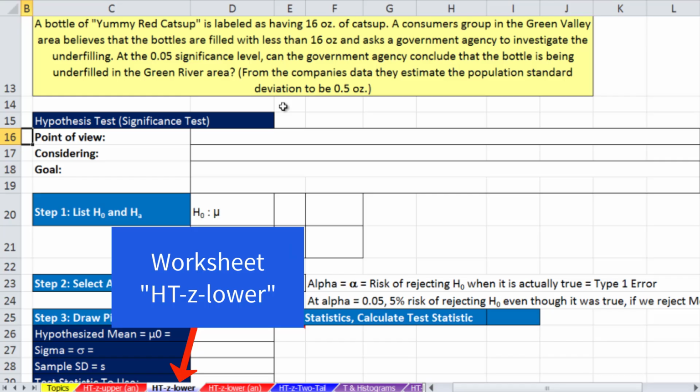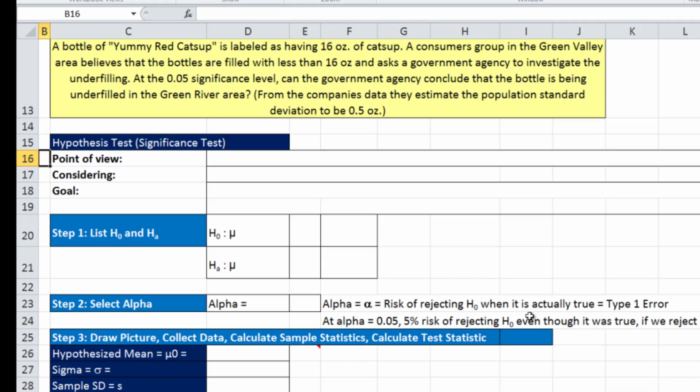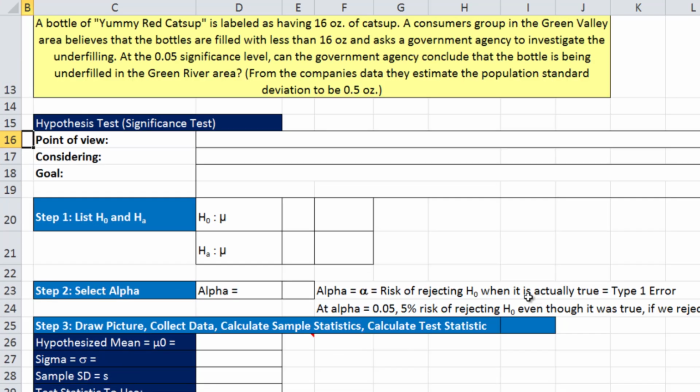Now here's our second example of a hypothesis test. I just want to remind you that over in the PDFs on pages 30, 31, 32, 33, there are some great notes on Excel functions and the different types of hypothesis tests. Last video we did hypothesis testing where we knew sigma, the population standard deviation, and we did a one-tailed test to the right. This one we're going to know sigma, and it's going to be a one-tailed test to the left.